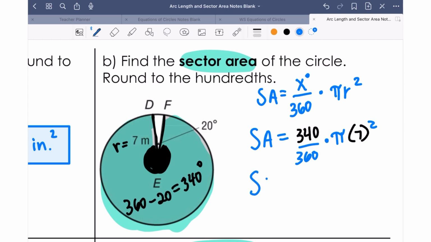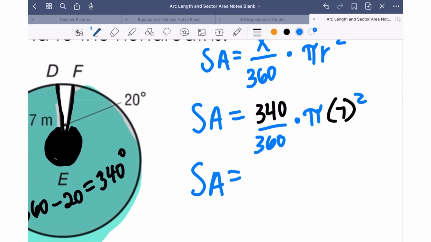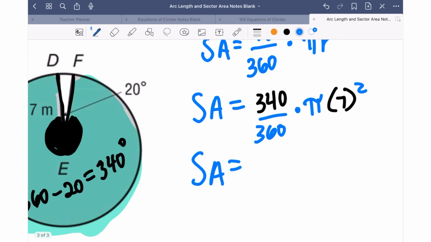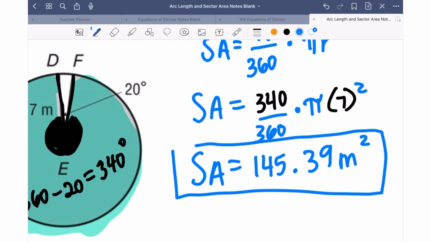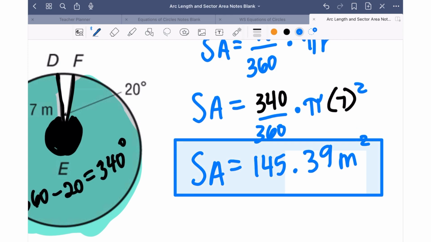So let's see what value that gives me. Okay, I plugged it into Desmos, and it was 145.39 meters squared. And there we have it.